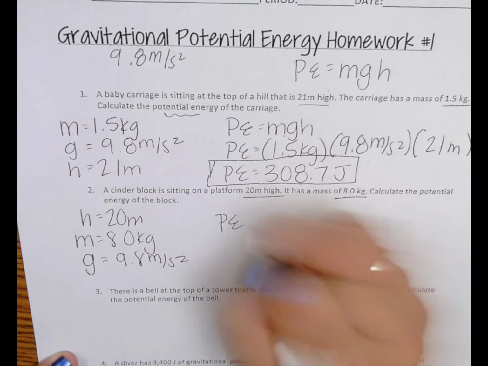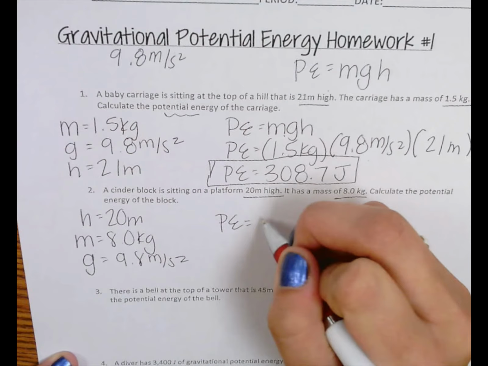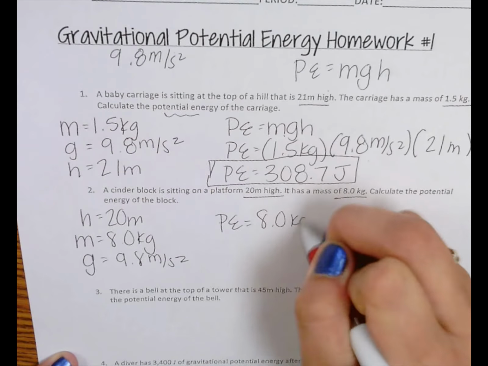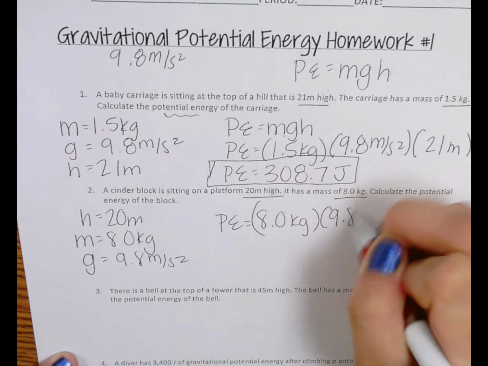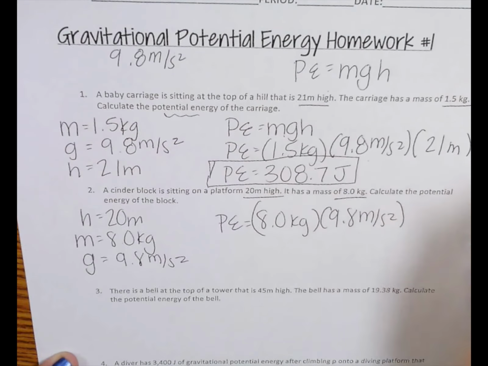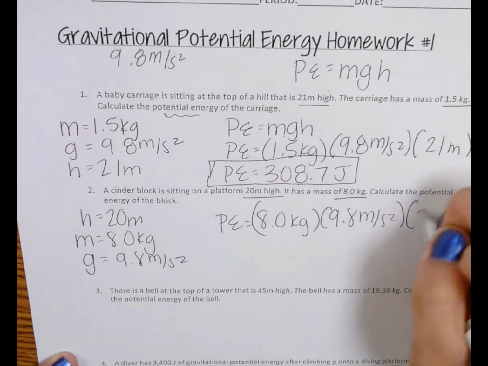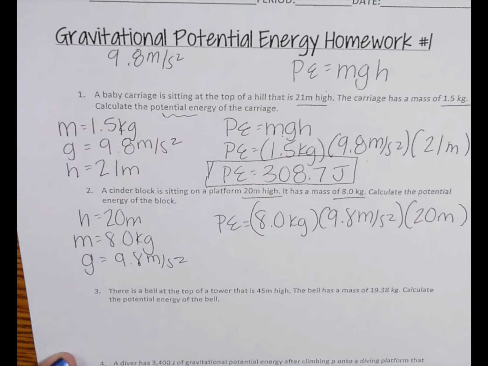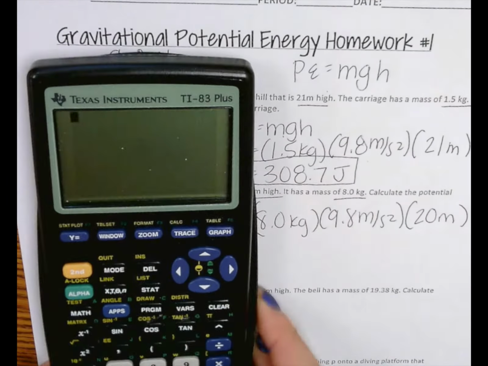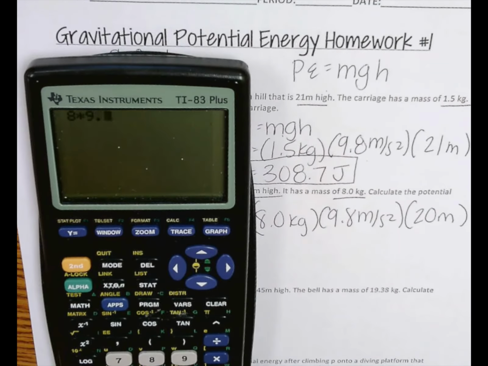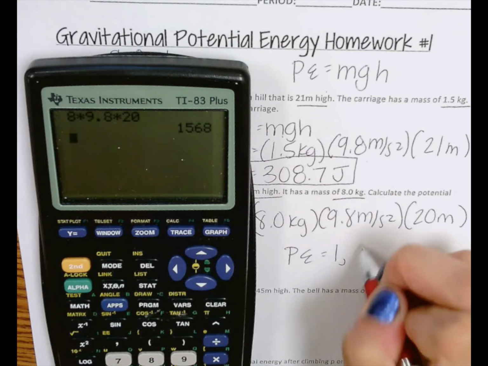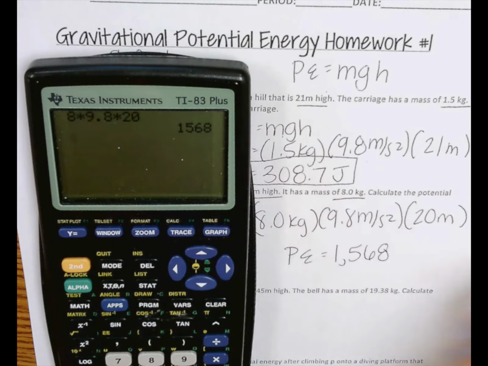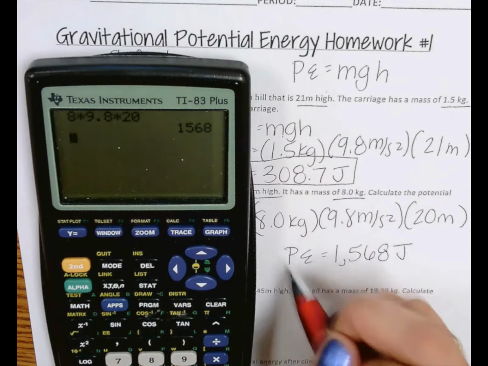So all you need to do is plug this into that potential energy equation. So potential energy equals the mass, which is 8.0 kilograms, times gravity, which is 9.8 meters per second squared, times the height, which is 20 meters. So all we're going to do is type that into our calculator. 8 times 9.8 times 20, and we get a potential energy of 1,568, and our units are going to be joules.